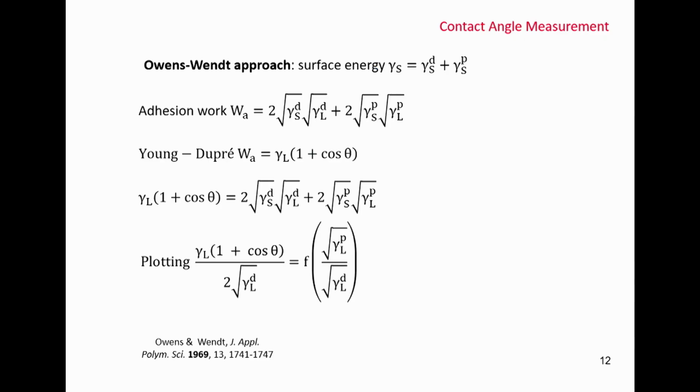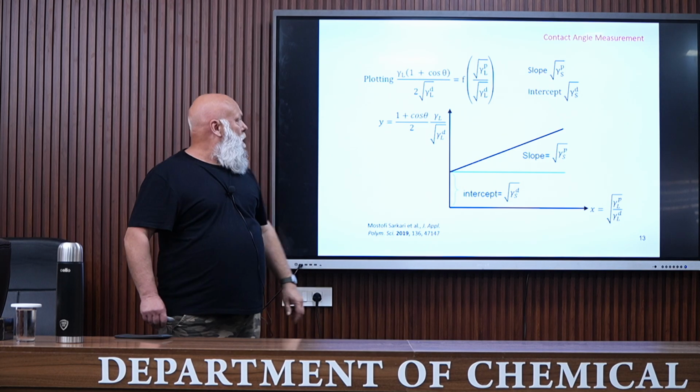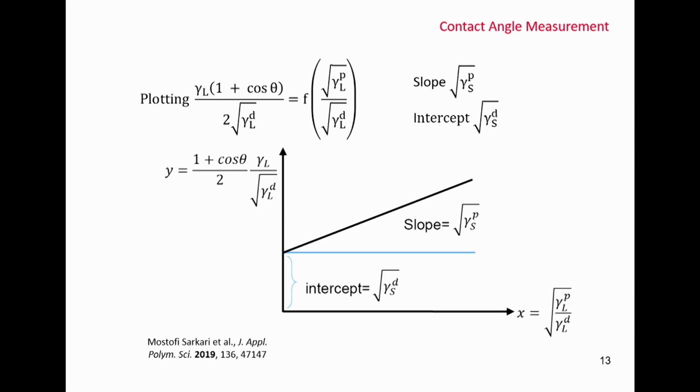And then you can see that by plotting this parameter, which is known because, of course, we know the nature of the liquid which is used, meaning that we know its surface tension, its dispersive component. We can experimentally determine the contact angle. So it is plotted as a function of this parameter.